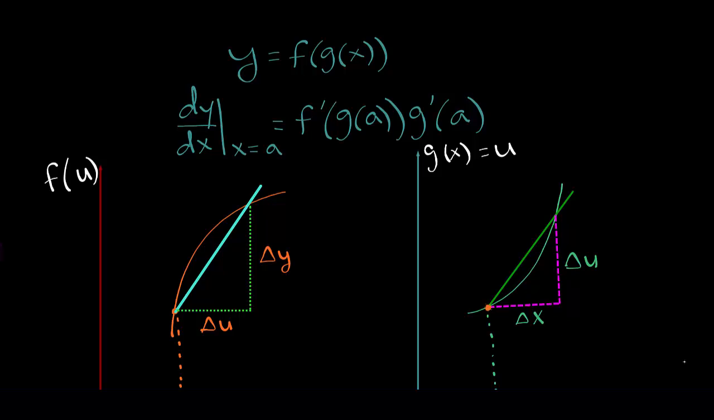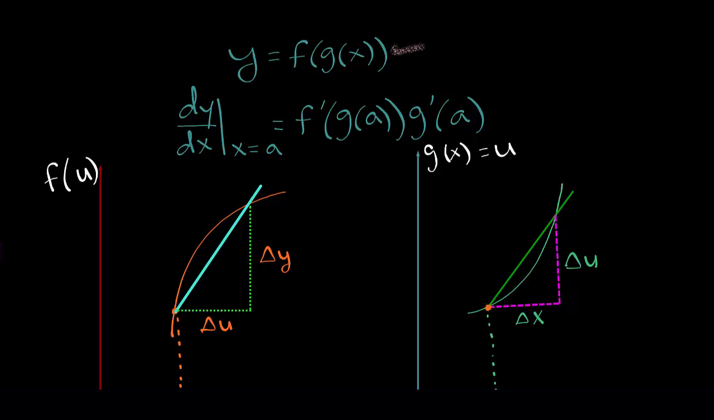Now to prove the chain rule. Of course, we need to start off with a composite function, y equals f of g of x. And what we want to show, of course, is that the derivative of y with respect to x at some number a is f prime of g of a times g prime of a.